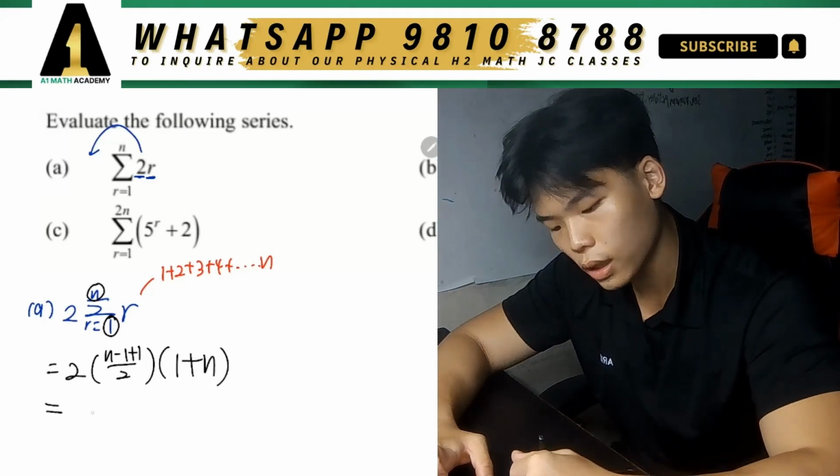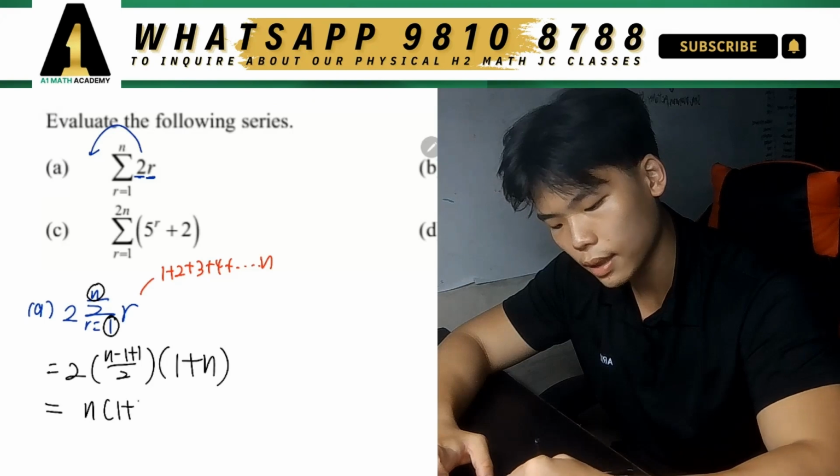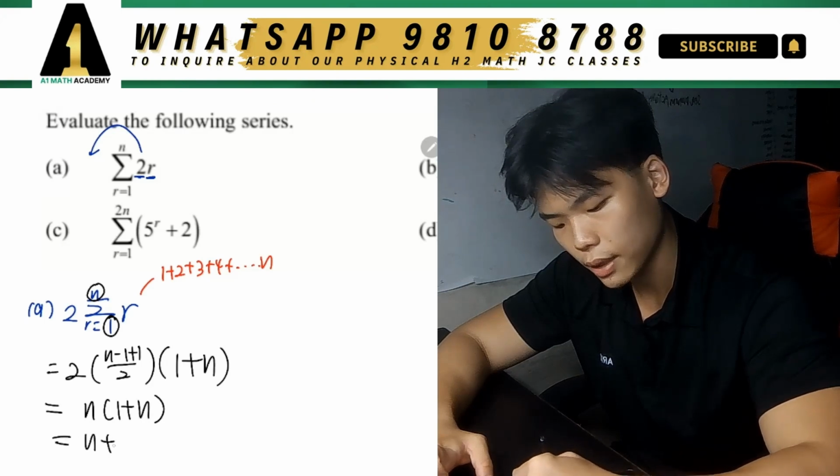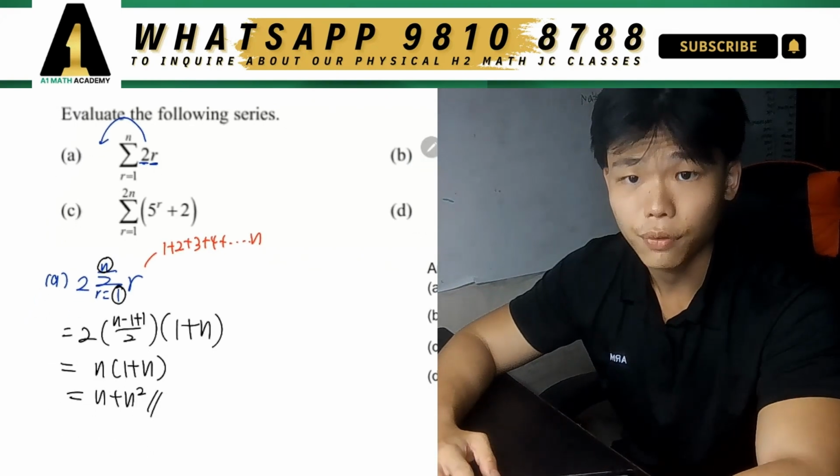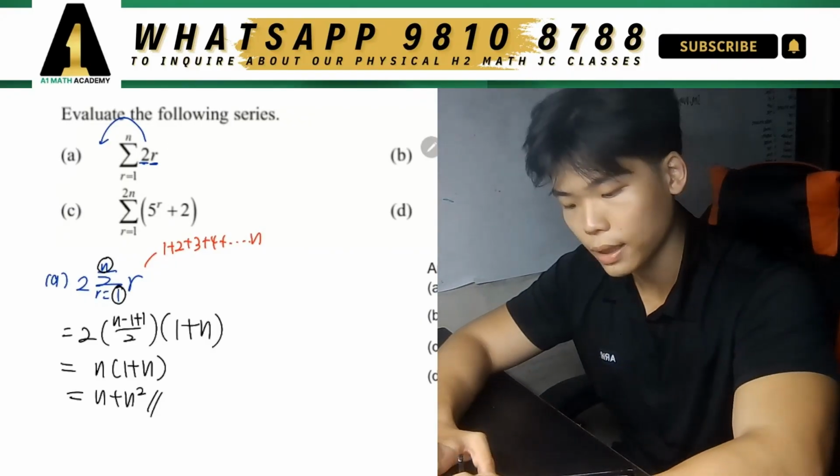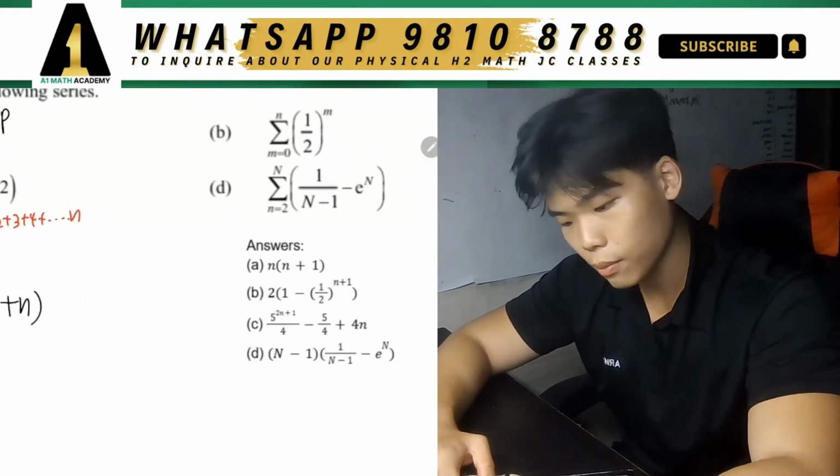So to conclude, this will give us n times (1 plus n), and that's just n plus n squared, right? So this is the final answer for the first one. It's just recognizing that this over here is an AP. Okay, moving on to the next one.